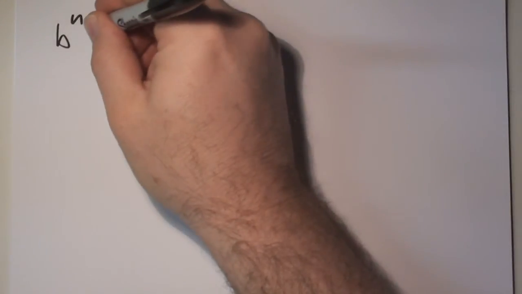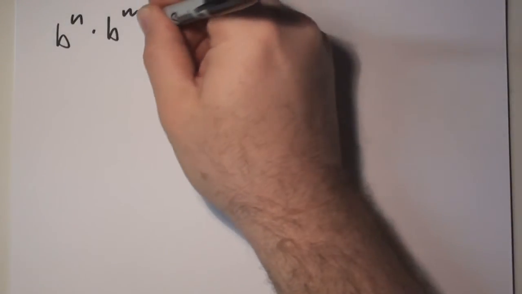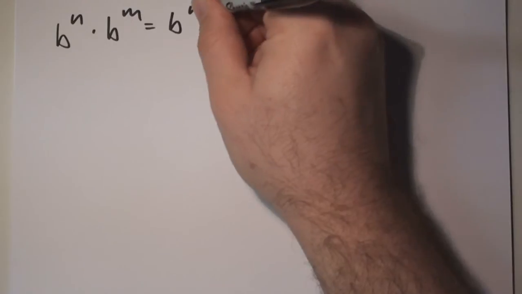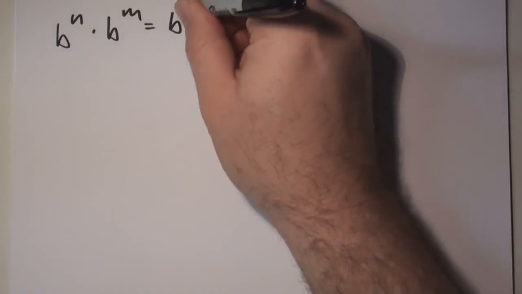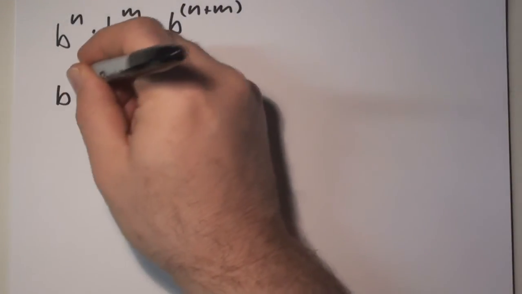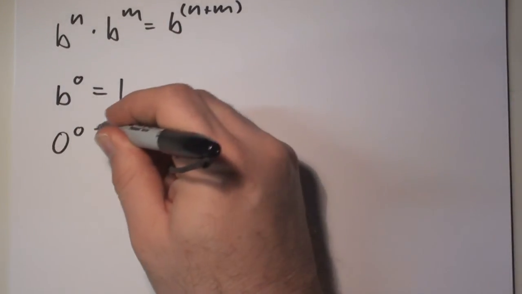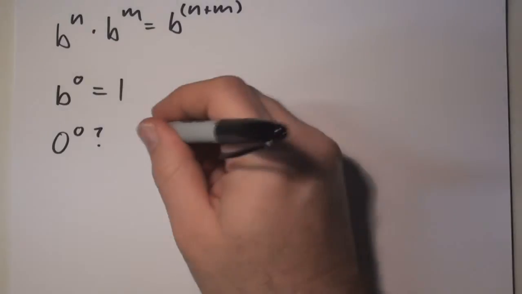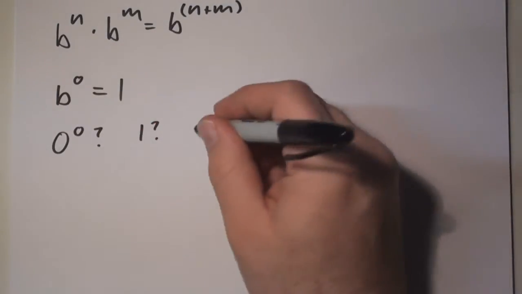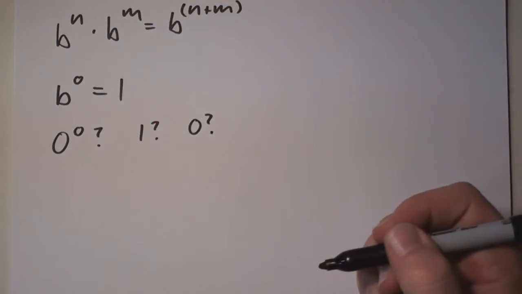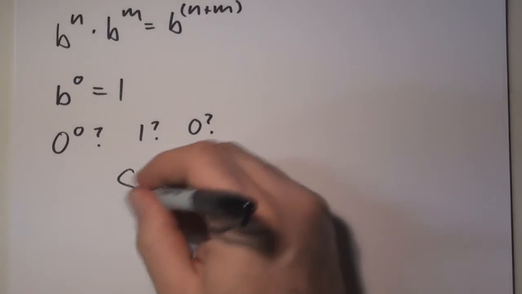And indeed, there is a rule that goes something like b to the power n times b to the power m is equal to b to the power of n plus m. And if we generalize that b to the power of 0 is 1, where b is any number, then what about 0 to the power of 0? Should this be 1? 0 times anything is 0. We'll leave this as an open question, since it is beyond the scope of this class.